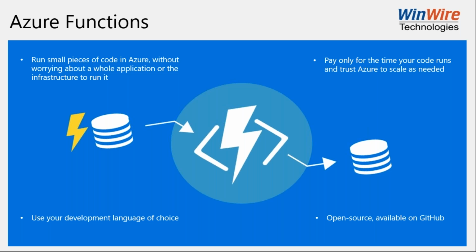You trust Azure to scale the resources as per need. That's the key thing. You can achieve a huge amount of scalability using functions. Whereas if you had an application with certain functions, you would have to scale the whole application as per need. In this case, you can just scale the code that you want to scale.